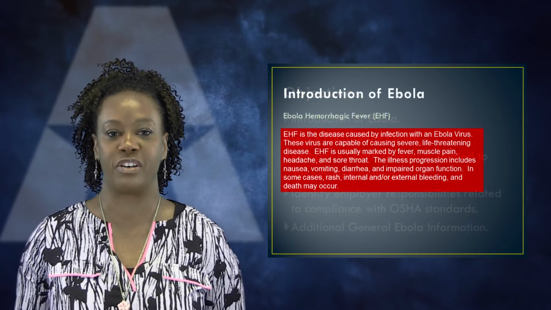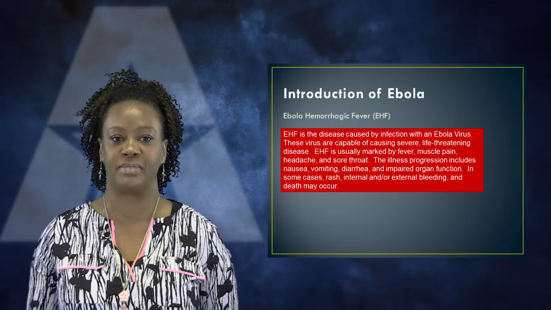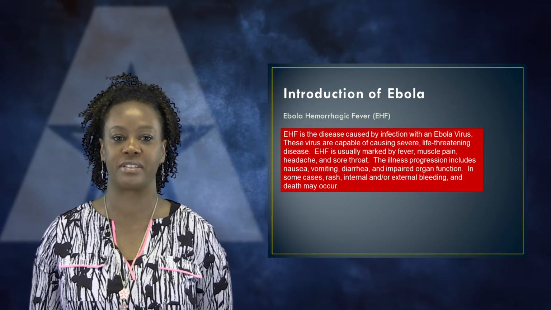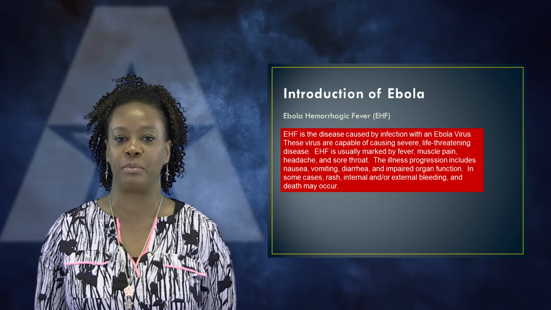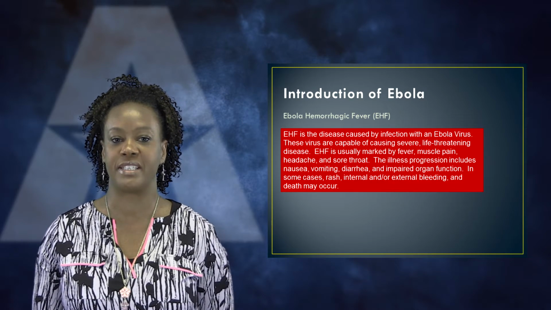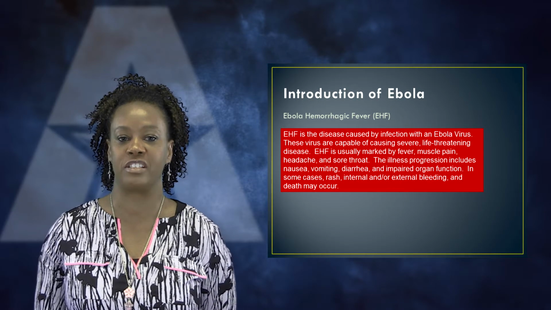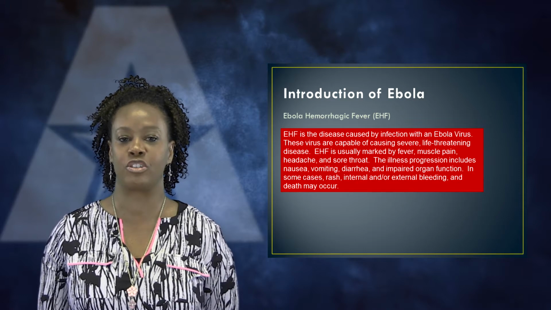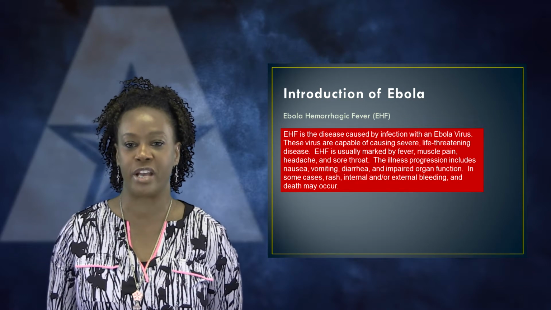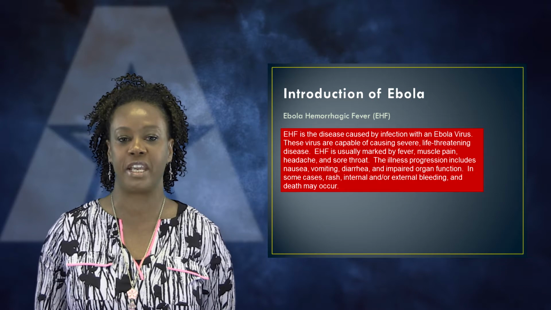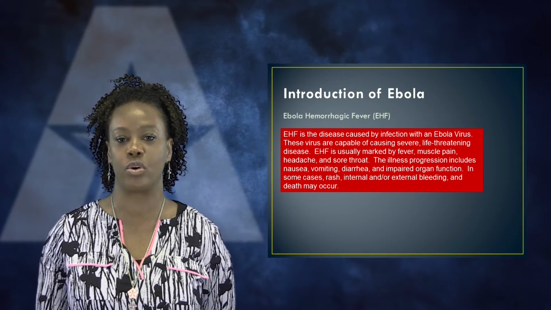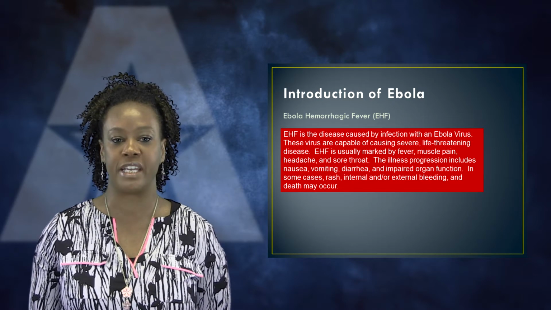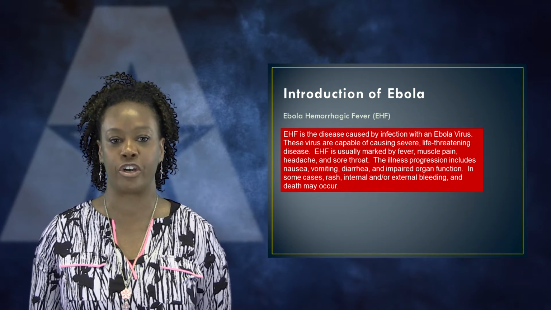Ebola hemorrhagic fever, or EHF. EHF is the disease caused by infections with Ebola virus. These viruses are capable of causing severe, life-threatening disease. EHF is usually marked by fever, muscle pain, headache, and sore throat. The illness progression includes nausea, vomiting, diarrhea, and impaired organ functions. In some cases, it may have external bleeding, and death may occur.